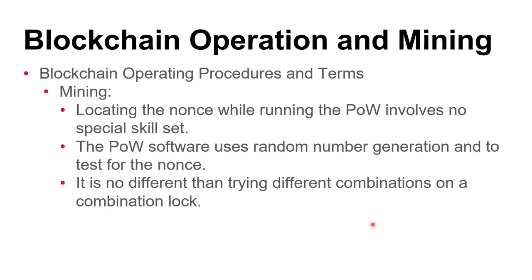So a little bit more about mining. Locating the nonce while running the proof of work involves really no special skill set at all. Proof of work is the software uses random number generation to simply test for the nonce. So it would be exactly similar to if you had a combination lock and were trying different combinations until you opened it. That's exactly what's going on.